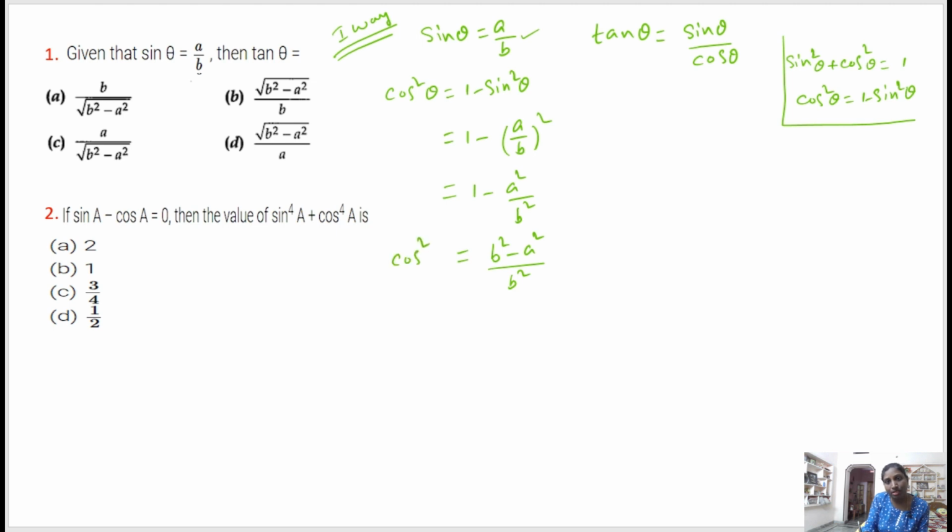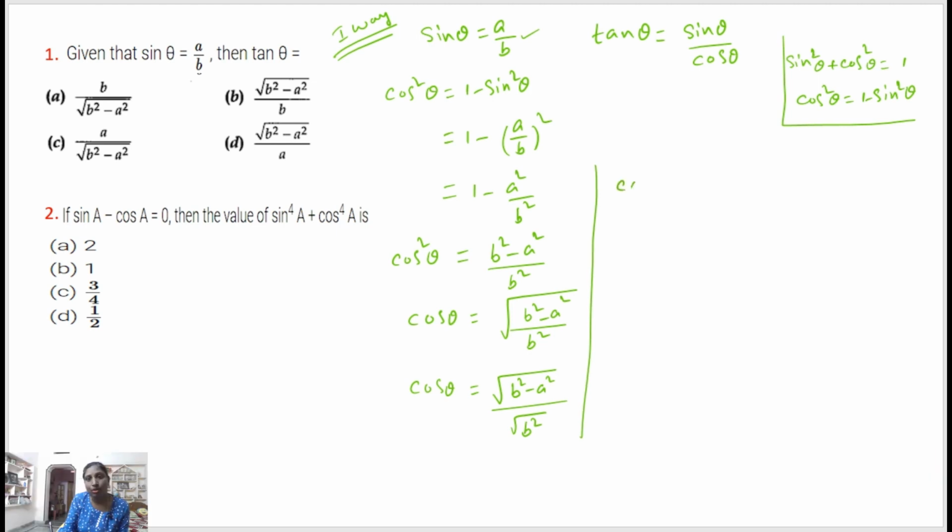But it is cos square theta. Now find cos theta. Cos theta is equal to root over b square minus a square by b square. It means cos theta is equal to root over b square minus a square by root over b square. Okay, so now root over b square is b. So this is the value of cos theta.